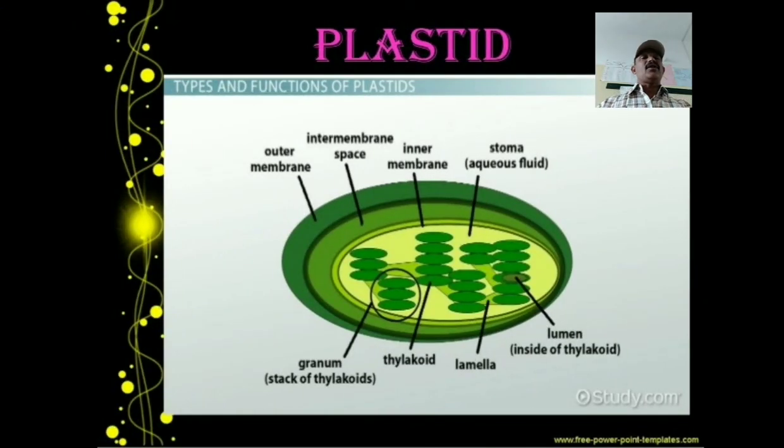So this is the picture of the plastid. I told you that it also has a double membrane. Those are the inner membrane and outer membrane. In between there is a gap, called the intermembrane space, and the stroma is there, which is an aqueous fluid. The lumen is inside the thylakoid, and there are lamella and grana. So these are the parts of the plastids, which are present only in the plant cell, not in the animal cell. I think you are understanding easily.